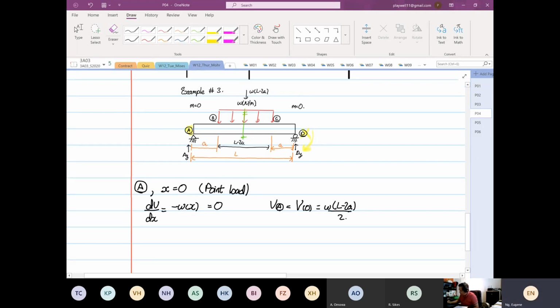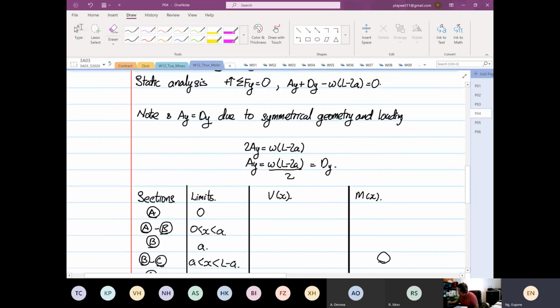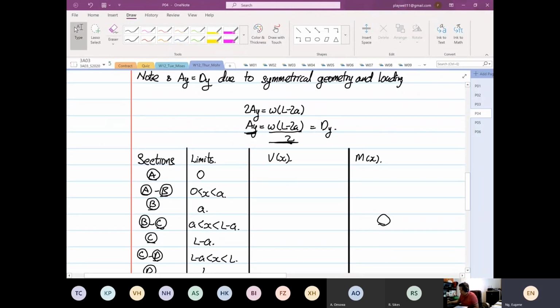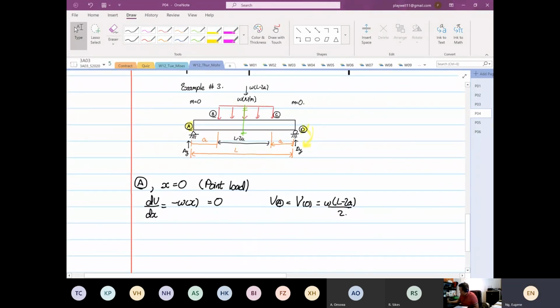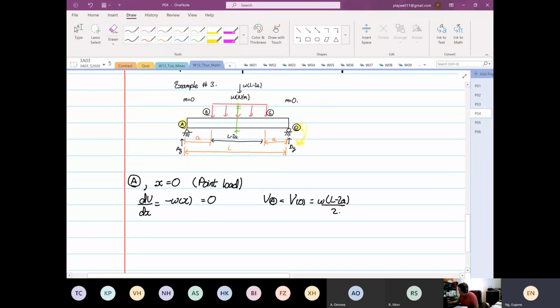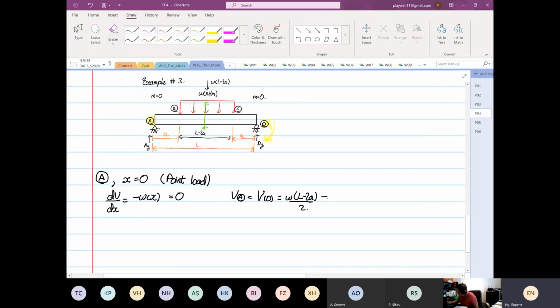Because we have found the reaction force. So AY is equal to omega (L minus 2A) divided by 2, or bracket L minus 2A divided by 2. So that is your shear force at point A. And over here, what we have determined at point A is not a function. This is a constant. Okay? This is a constant.